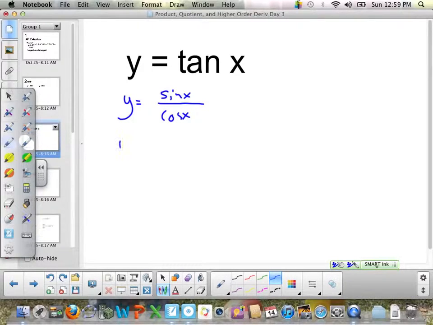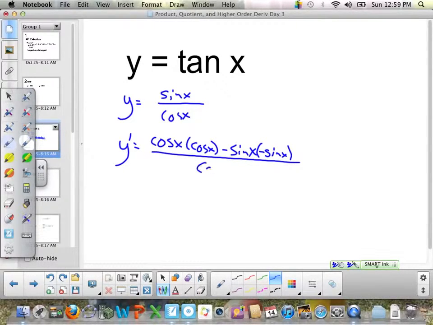And the quotient rule: y prime equals bottom times the derivative of the top, the derivative of sine is cosine, minus top times the derivative of the bottom, the derivative of cosine is negative sine, all over bottom squared, cosine squared.